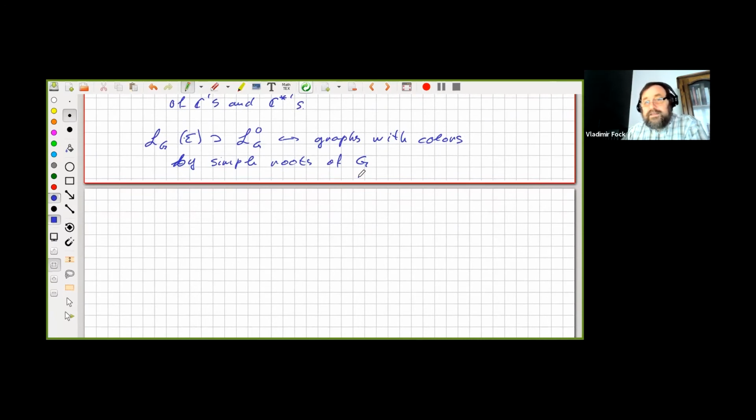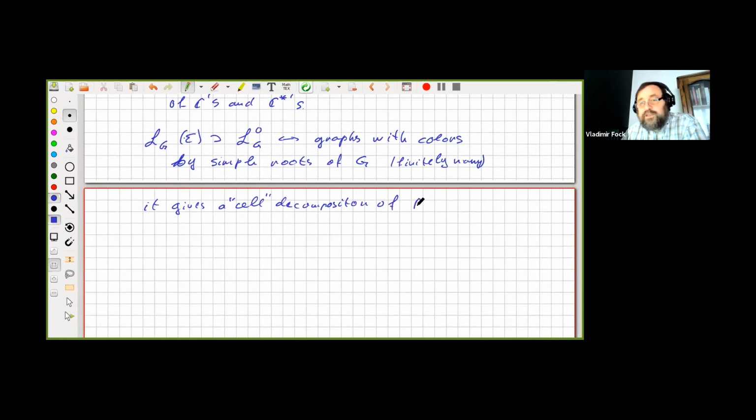And this, well, there are finitely many of them. It gives a cell decomposition of the ordinary space of representations of G, pi 1 sigma to G. There are finitely many of them.